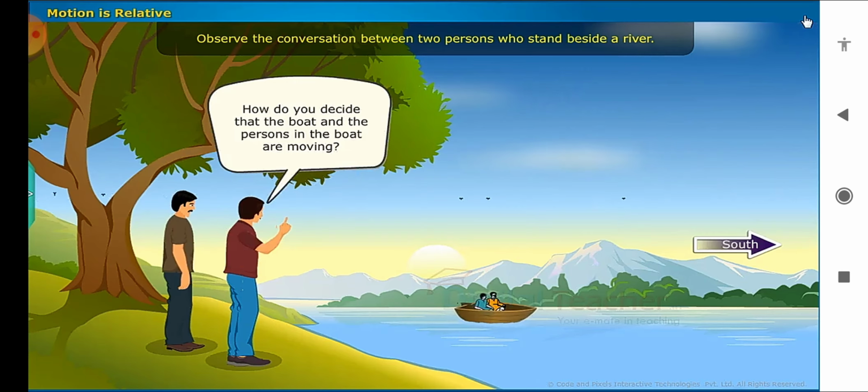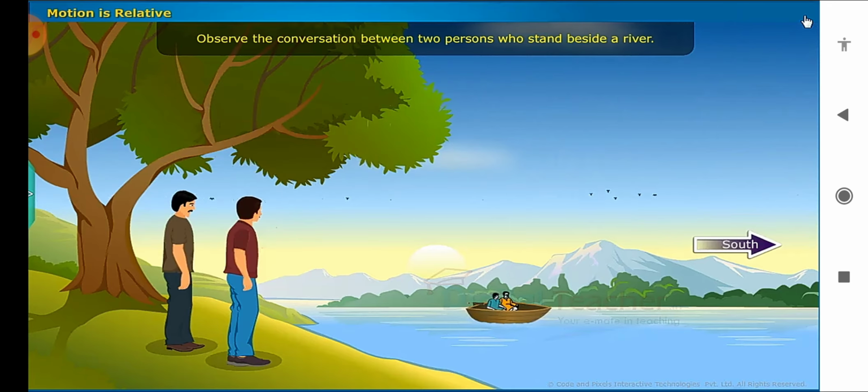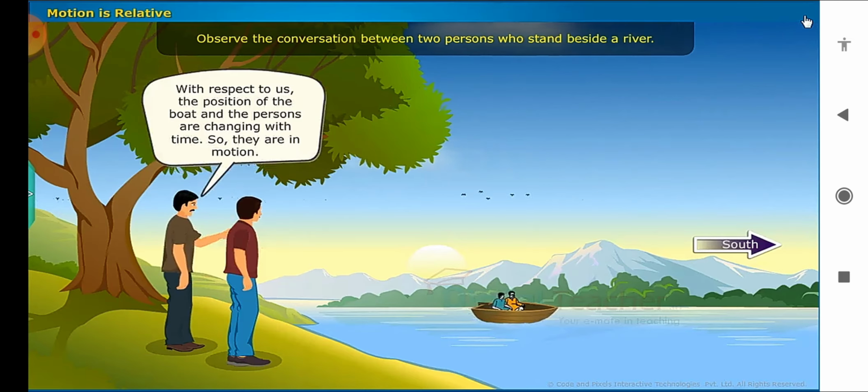How do you decide that the boat and the persons in the boat are moving? With respect to us, the position of the boat and the persons are changing with time, so they are in motion.